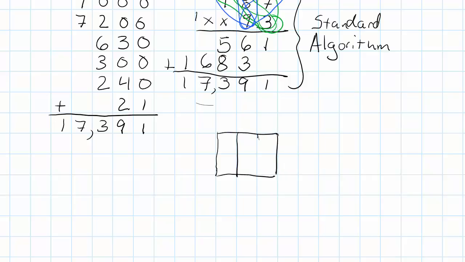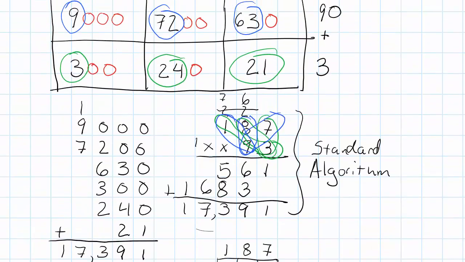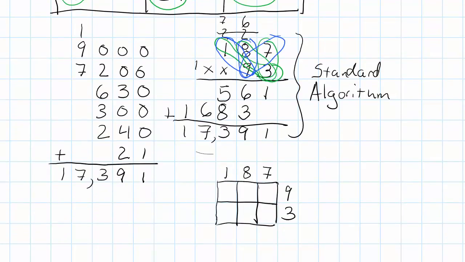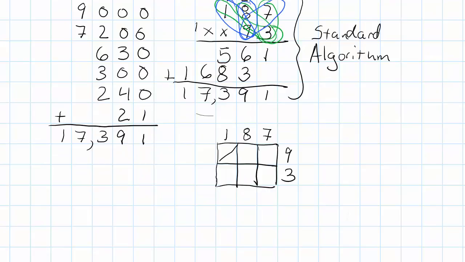We draw a box with 3 columns, one for each of our digits, 1, 8, 7, and 2 rows, one for each of our digits, 9, 3. Right? This is the same picture that we drew before, except that we're going to let the method take care of handling the zeros for us. I'm going to draw a diagonal line in each box to split up the tens place from the ones place.